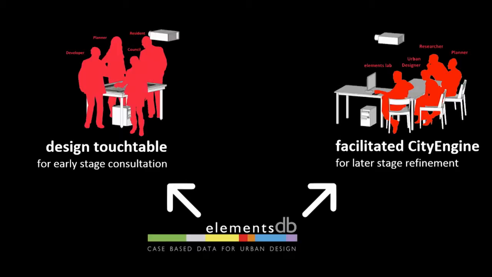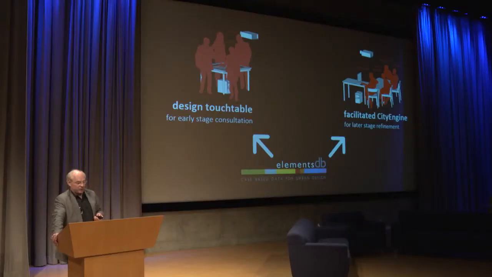So I'm going to talk about just a little tiny subset of the work we've done, and it's three tools that we've linked together. One of them is a tool that we developed actually as a teaching tool way back in the 90s. The middle one is an application of that to a design touchtable environment, and the last one is a transition to CityEngine. So just to map this, at the root of this discussion is this database that we've been building for years, and then we port information from it to this design touchtable, and that's a tool for early stage consultation. And then we port the same information in a different form to a CityEngine application for a later stage of refinement. And I'll explain more about how that works.